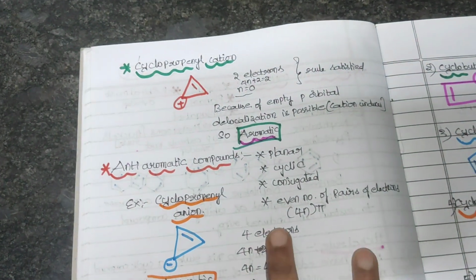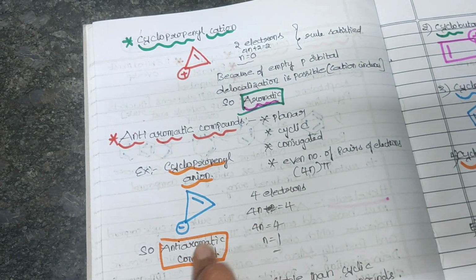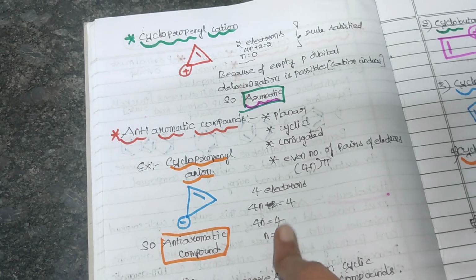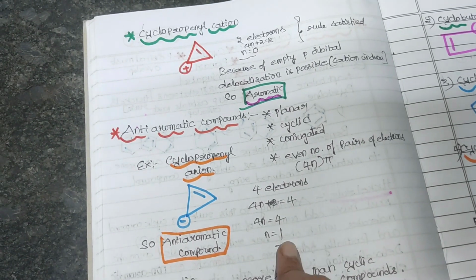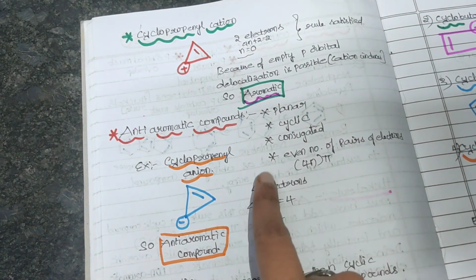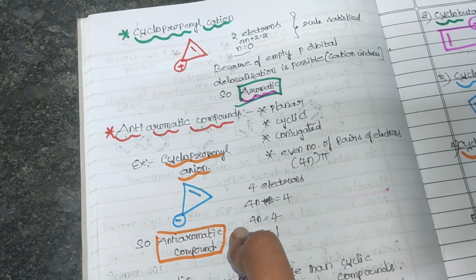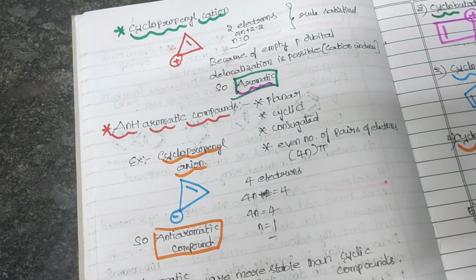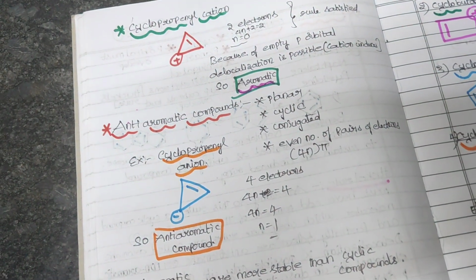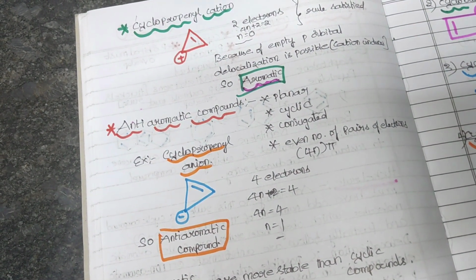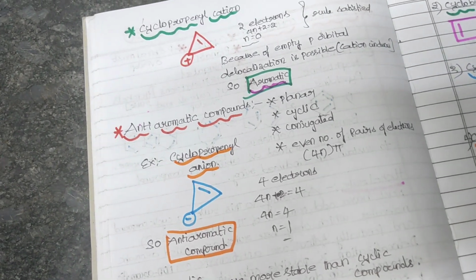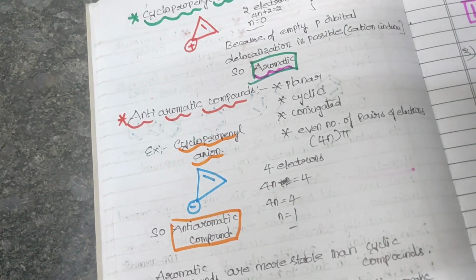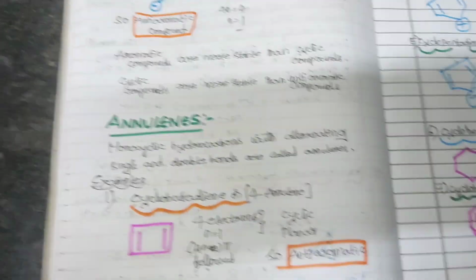For example, if we take the cyclopropenyl anion, here 4 electrons are present. We know that 4n is equal to 4 and n is equal to 1. So here, because of 4 electrons, an even number of pairs of electrons, it is an anti-aromatic compound. Anti-aromatic compounds are planar, cyclic, conjugated, the same as aromatic, but they follow the 4n pi rule. So that is the only difference.